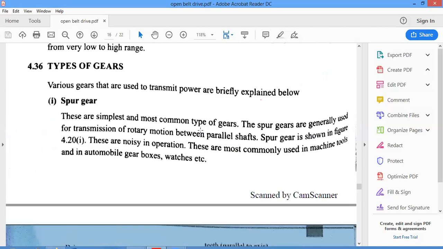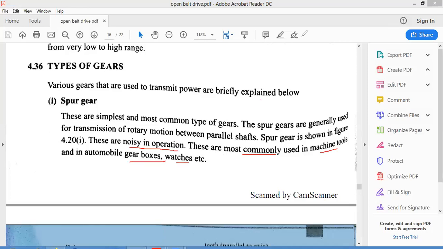It is the simplest and most common type of gear. Spur gears are generally used for rotary motion between parallel shafts, where the two shafts are parallel to each other. The thing is that it is a little bit noisy. It makes a little noise when run at high speeds. It is generally used in many machine tools, automobile gearboxes, and especially watches.